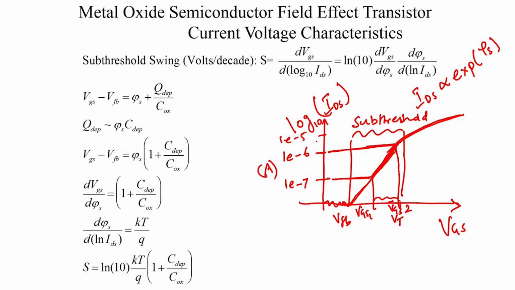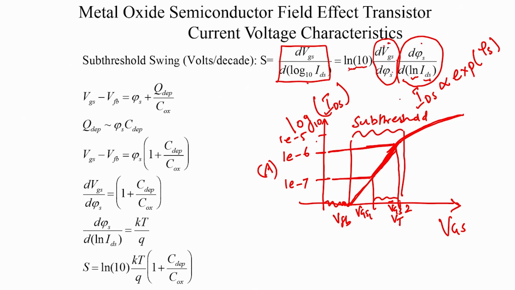The subthreshold swing is defined by dVGS by d log 10 IDS, which we will rewrite as dVGS by d phi s, because VGS is nicely connected to the surface potential, into d phi s by d natural logarithm of IDS, and we will make a correction for the natural log to base 10 log conversion. So, we have redefined this derivative with these two terms and this coefficient.